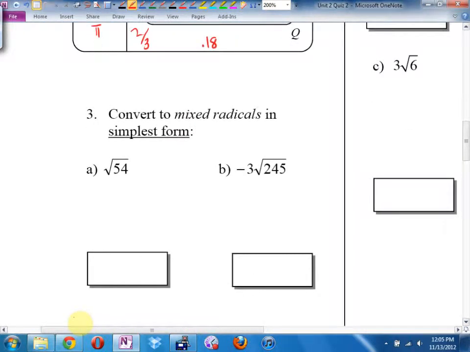Convert to a mixed radical in simplest form. √54 is √9 √6, which is 3 √6. I would say probably half mark for the 3, half mark for the √6, I guess. -3 √245. Okay. This is -3.